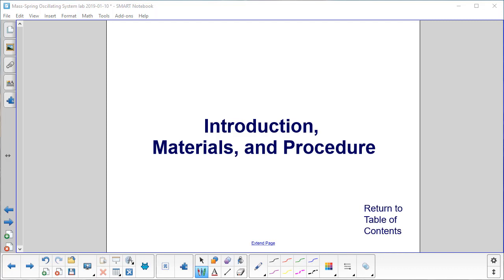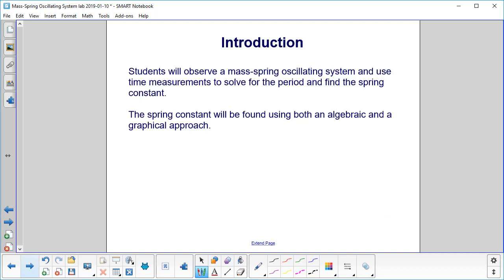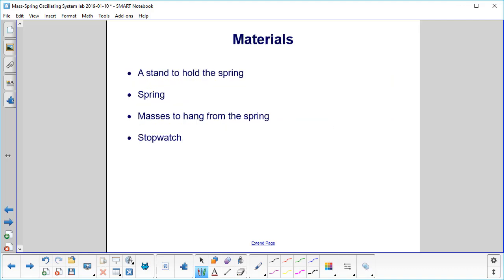Introduction, Materials, and Procedure. Students will observe a mass spring oscillating system and use time measurements to solve for the period and then find the spring constant. The spring constant will be found using algebra and also graphing. You will need a stand to hold the spring, a spring, masses to hang from the spring, and a stopwatch to time the period.